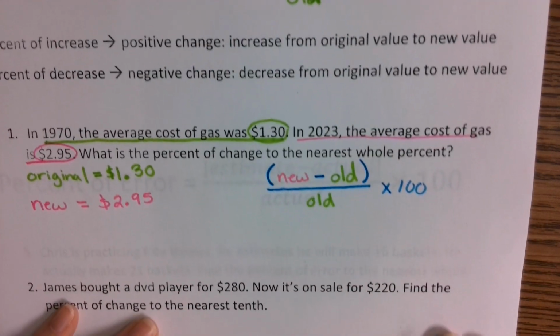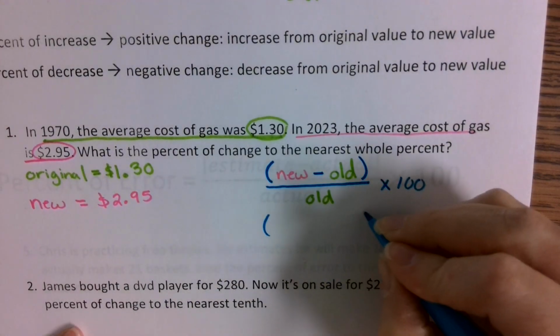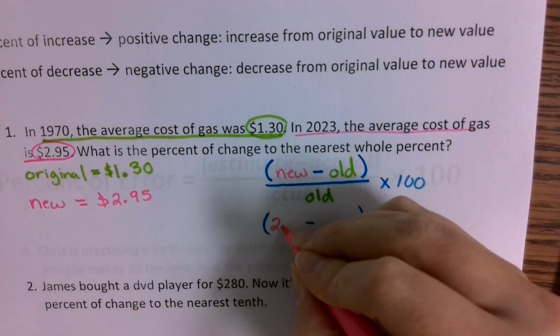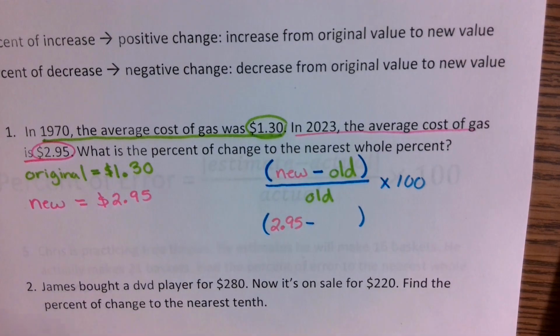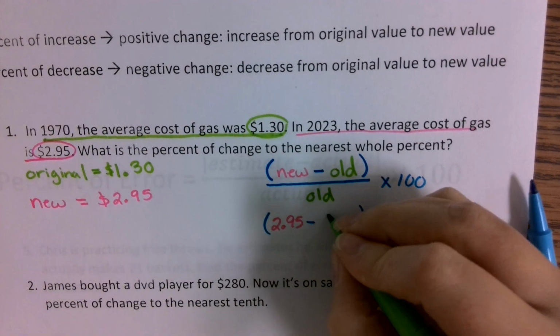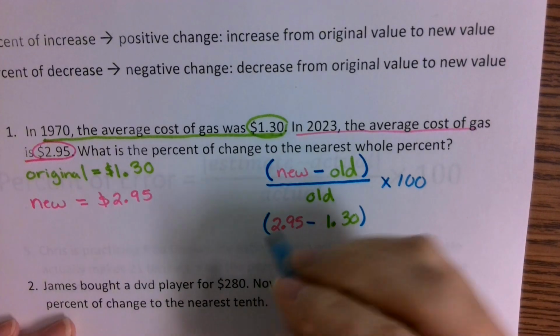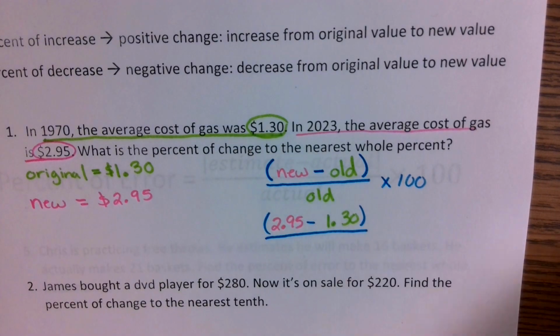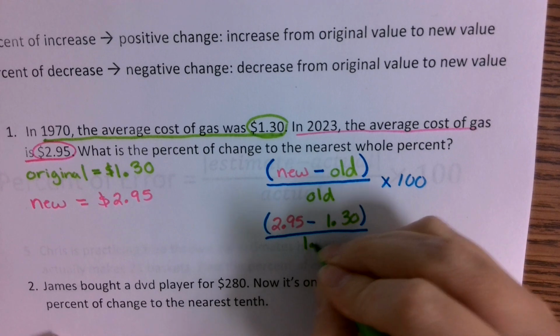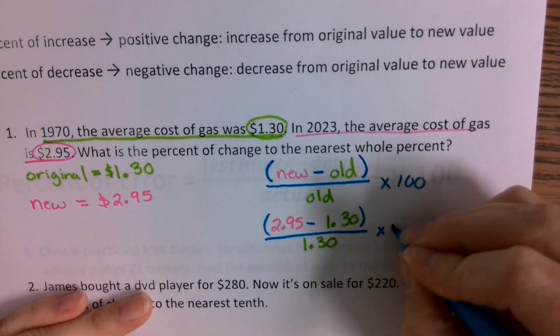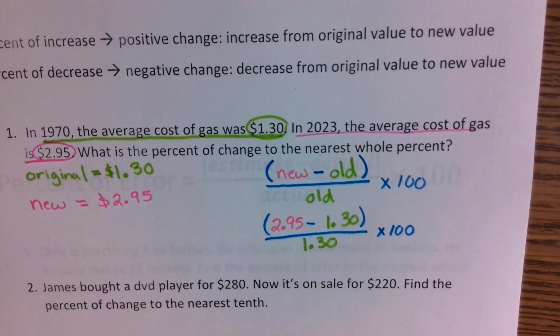So when I'm setting this up, I'm taking $2.95 and I'm subtracting $1.30. Then I'm going to divide by $1.30. And then I'm going to put times 100. Notice that the times 100 is not a part of the fraction. It's outside of the fraction.